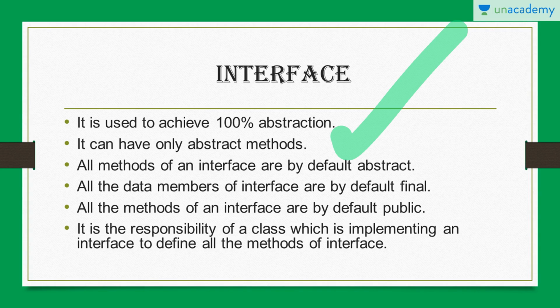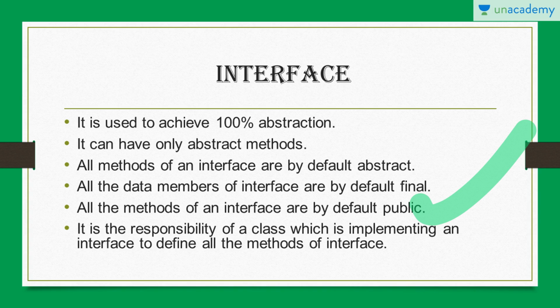Okay, now all the methods of an interface are by default abstract. Why? Because we have already told that it is used to achieve 100% abstraction. So all the methods in interface will be by default abstract, so we don't have to write abstract keyword with all the methods. Okay, now all the data members, or you can say variables, of an interface are by default final, so we can't change their value, if we once initialize them. And all the methods of an interface are by default public. So it means that if we are creating any method, then the access modifier will be by default public to that method.